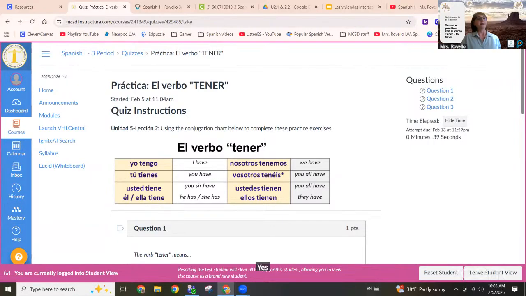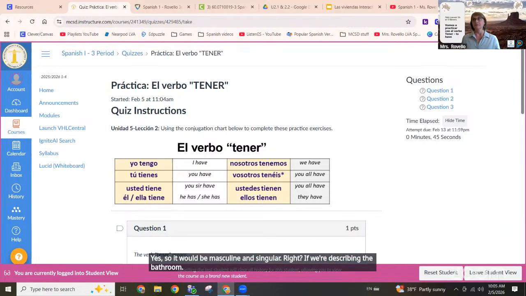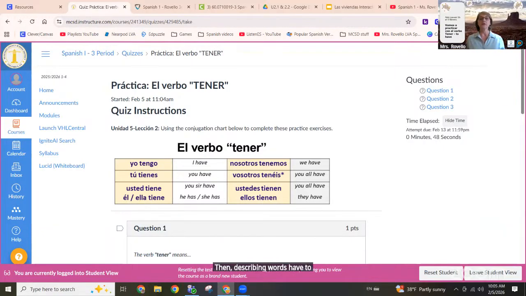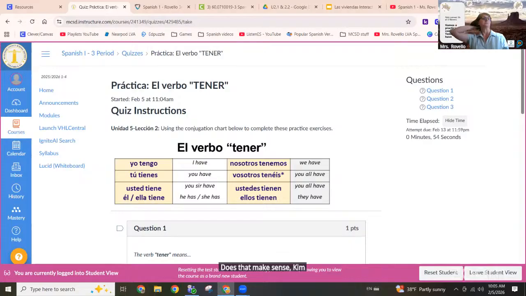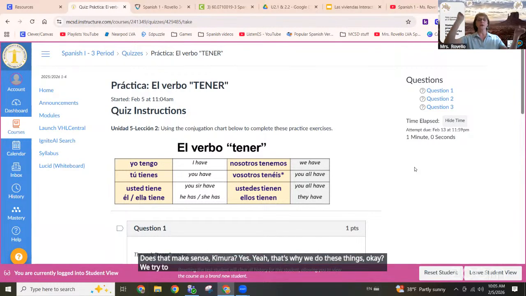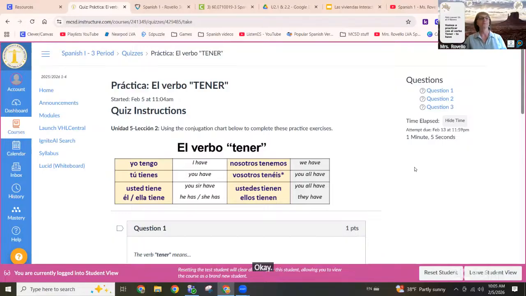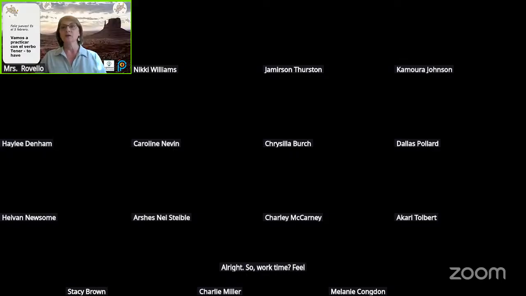So it would be masculine and singular, right? If we're describing the bathroom, then describing words have to match masculine, feminine, singular, plural. That's what we practice, right? Does that make sense? Yes. That's why we do these things. We try to put all the little random stuff that we practice and put them all together. All right. So work time, feel free to ask me questions about where to find the information, or if you need help with something, right?